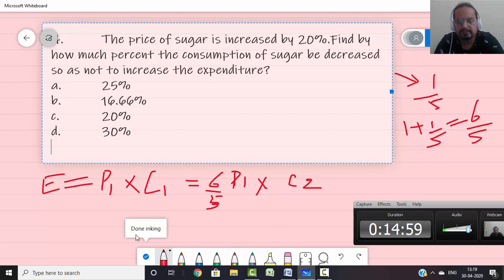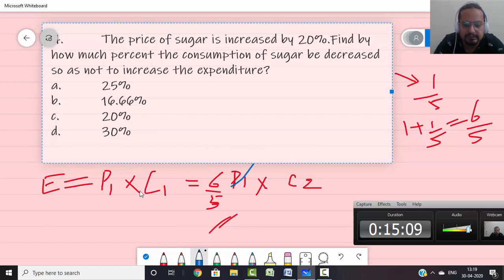Repeating once again, expenditure is price into consumption, and that is constant. Now the new price is 6 by 5 P1. This is the new price. Got it? So what is the new consumption? P1 gets cancelled, right? By equating these two equations, the new consumption C2 is 5 by 6 times C1, right?